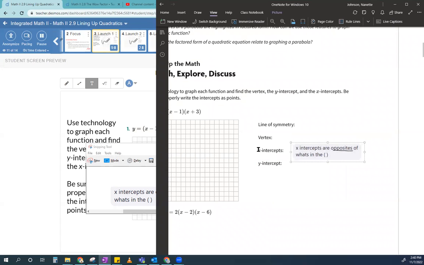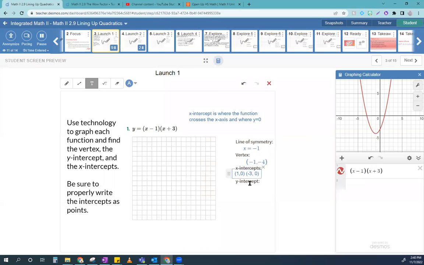I'm going to snip this picture in a second and put it in there for you guys, but okay, so let's continue. So x-intercepts, good. What's the y-intercept? Where do I find the y-intercept here?